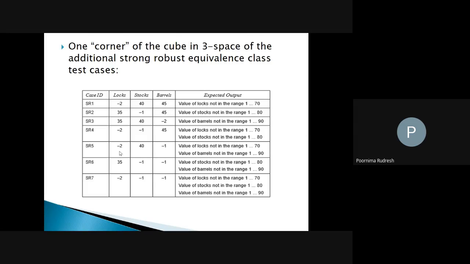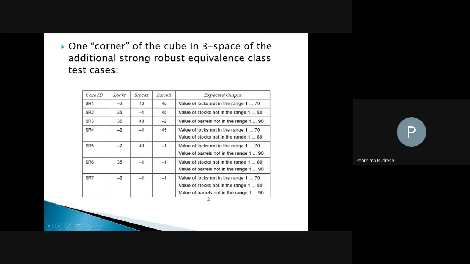Next, we'll consider the logs and barrels as -2 and -1, and it will also display the error message. And the next one is for the stocks and barrels, where we are defining -1, -1, because that is not a valid input, right? And the last test case is where we consider invalid inputs for the logs, stocks, and barrels, and then it will also display the error message.